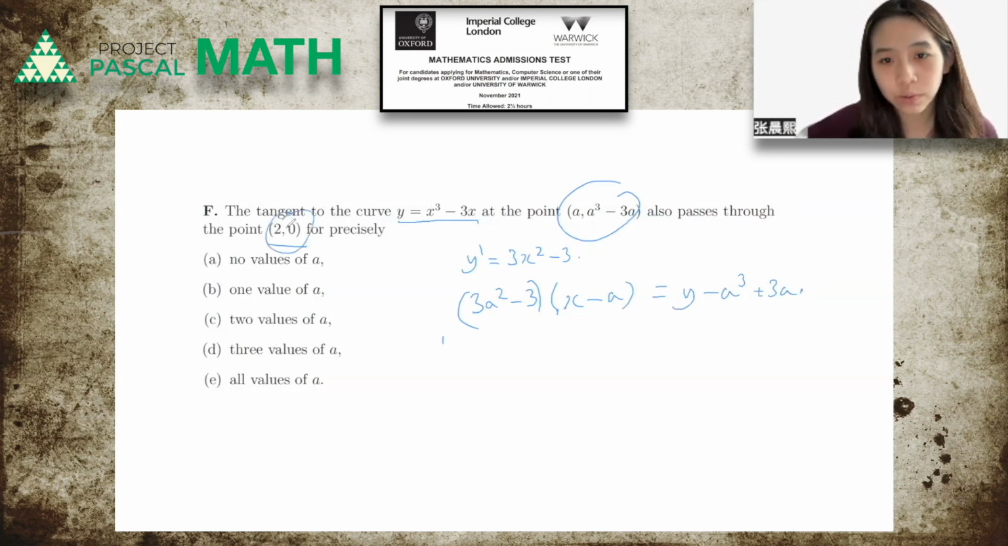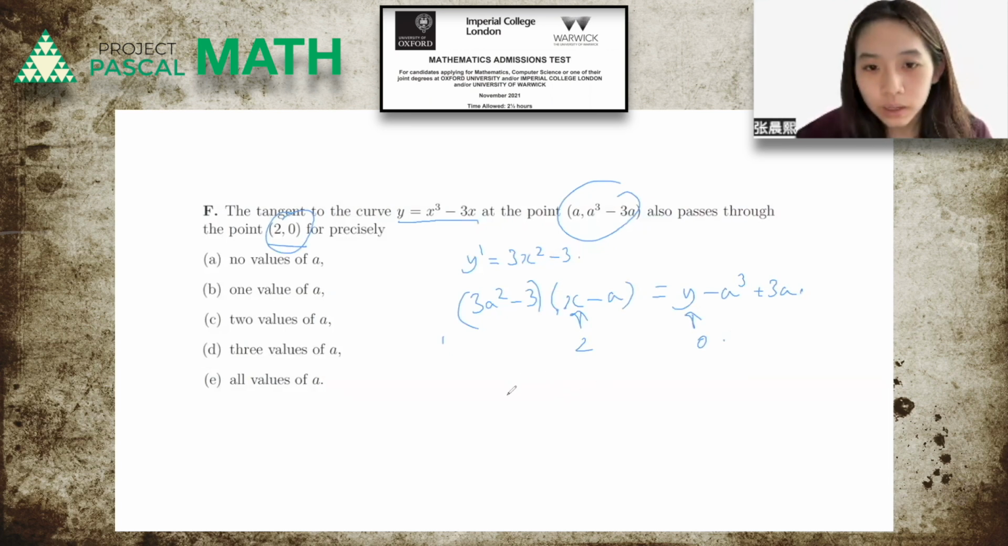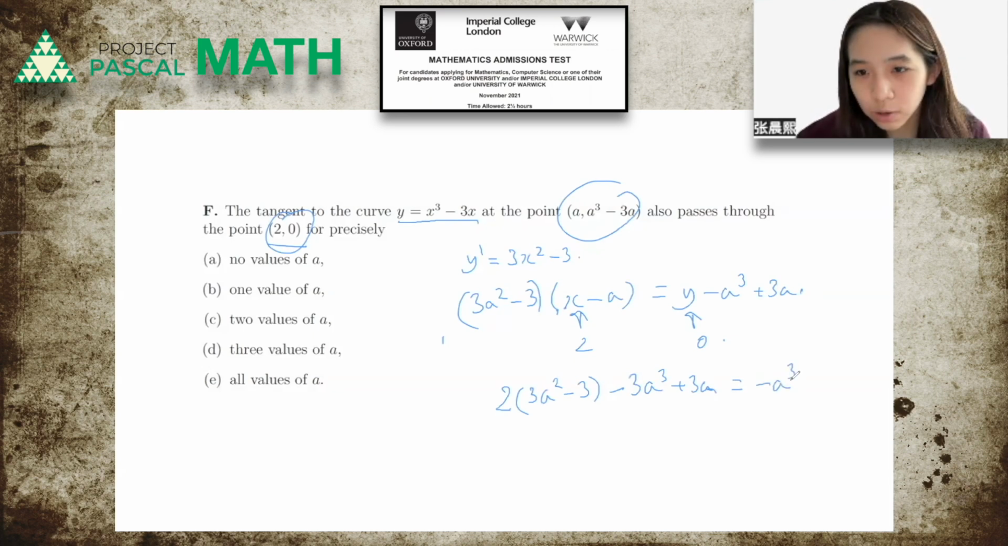And it passes through (2, 0). So you sub in 2 here, then you sub in 0 here. So you have 2(3a squared minus 3) minus 3a cubed plus 3a, which equals minus a cubed plus 3a. So then you bring this over to a cubed minus 6a squared plus 6.